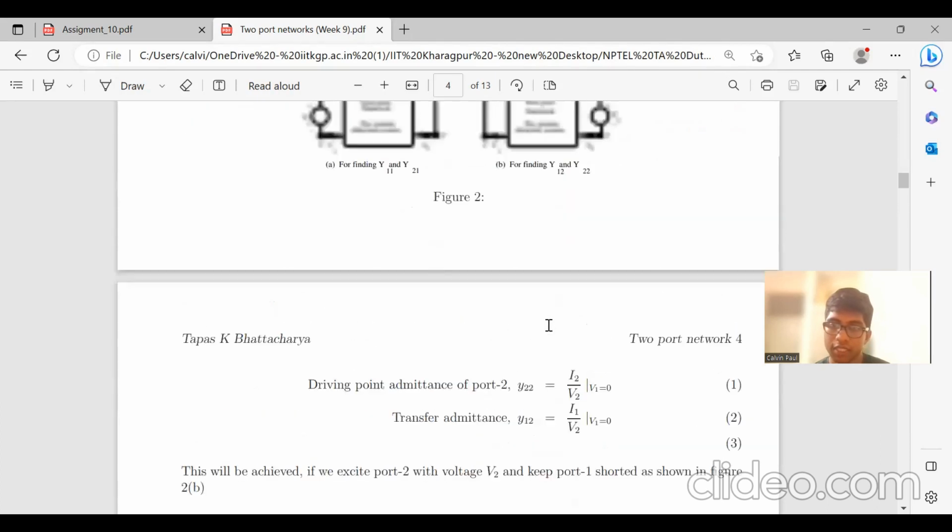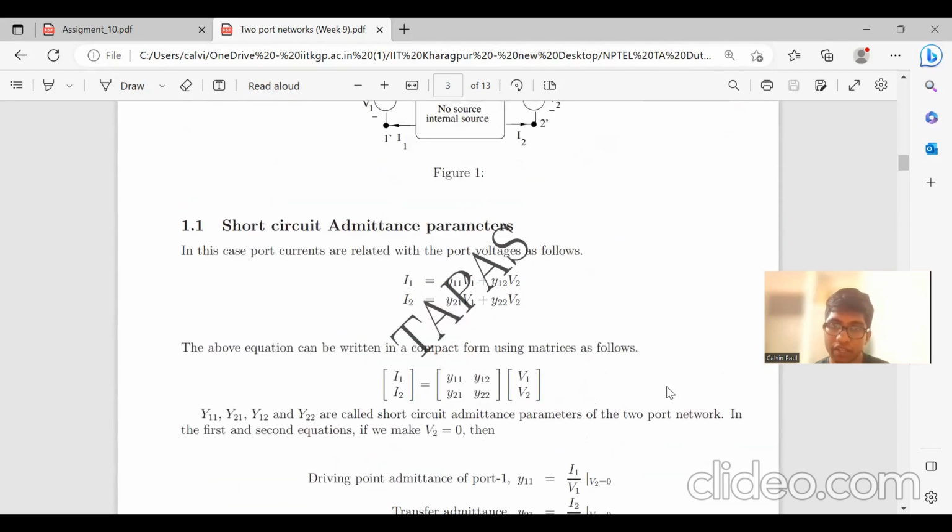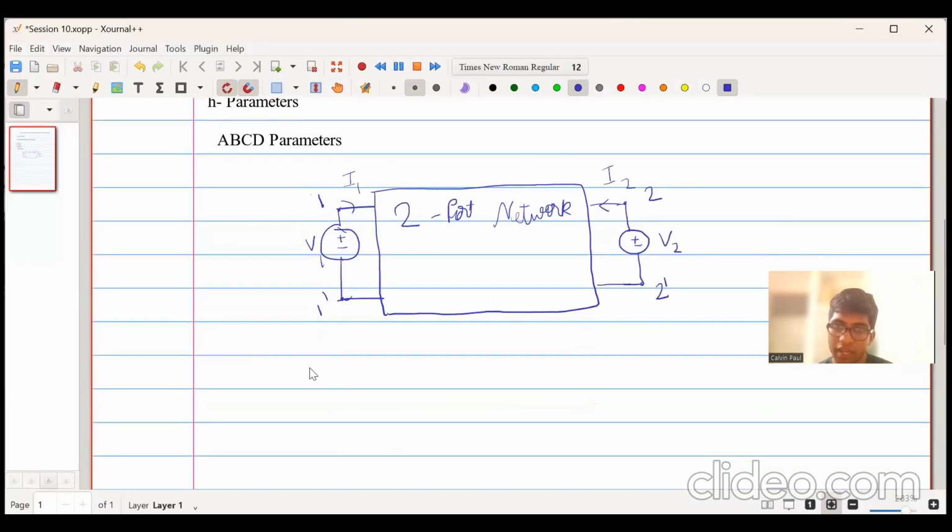Okay, so let us consider what we have to do for Y parameters. Y parameters are basically admittance parameters.